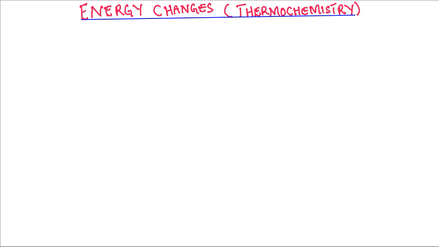Today, let us talk about energy changes in physical and chemical processes. That is, we will focus so much on endothermic and exothermic reactions. So, what is enthalpy? This simply means heat content, and it is denoted by the letter H.